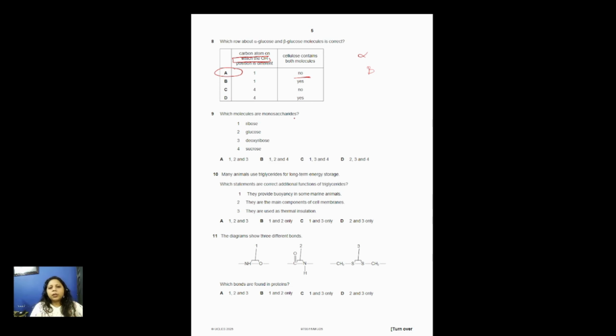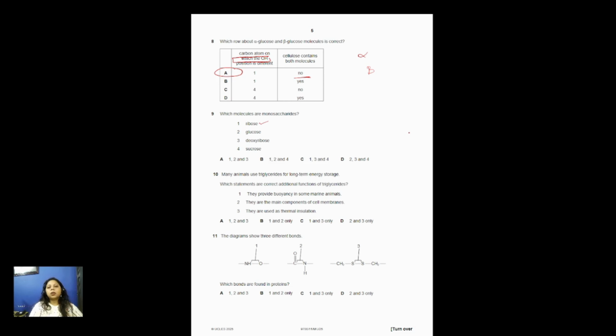Which molecules are monosaccharides? Let's say, ribose. Yes, it's a monosaccharide. What is the difference between monosaccharide and disaccharide? Saccharide is the sugar unit, or we can say the carbohydrate unit, and mono means one. So yes, ribose is a five-carbon ring, a single, basic molecule.